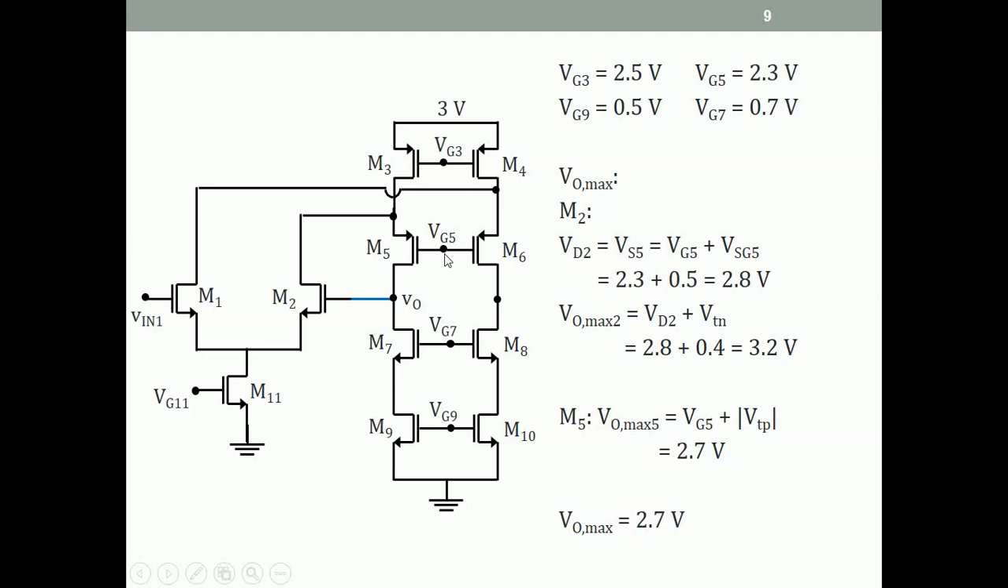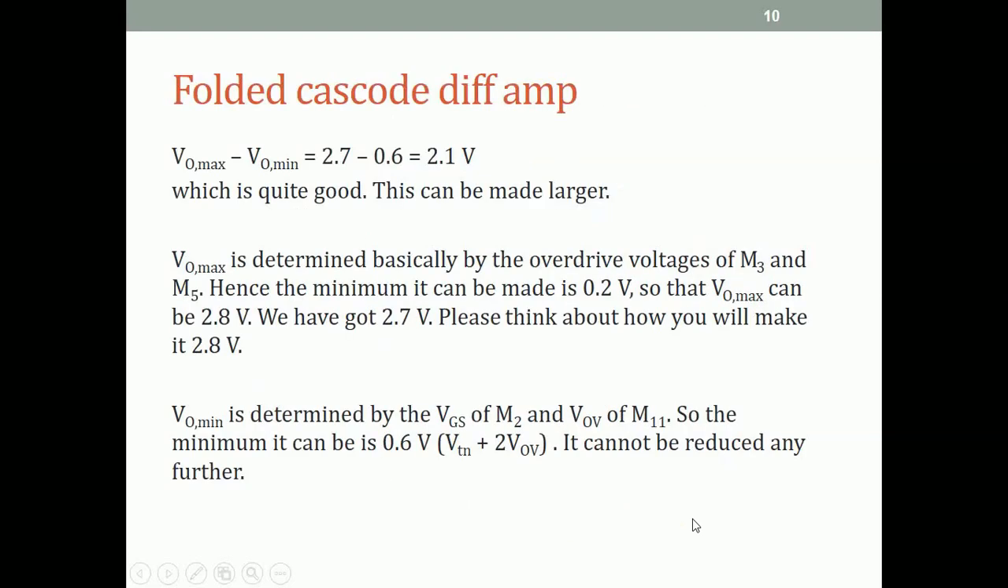For M5 to stay in saturation, VO has to be less than Vg5 plus Vtp. Vg5 is 2.3 plus 0.4, so VO max is 2.7 volts. VO max is 2.7, VO min was 0.6, so our output swing is 2.7 to 0.6 volts, which is a good range. As I said last time, this range never becomes 3 volts. 2.1 is a good range. This can be made larger.